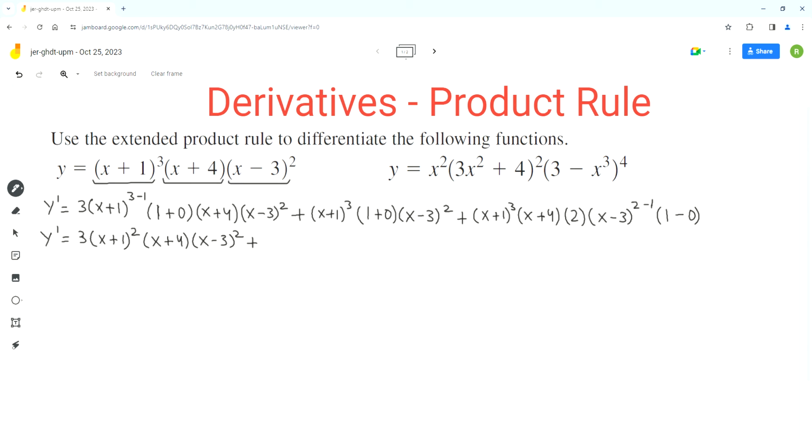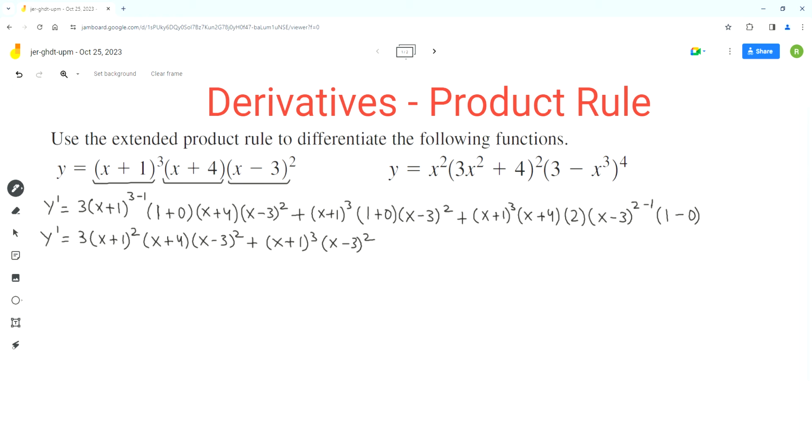And now we can simplify the second part. So it will be (x plus 1) cubed. Now 1 plus 0 is just 1, and multiplication by 1 won't change anything. So that parentheses goes away, times (x minus 3) squared.